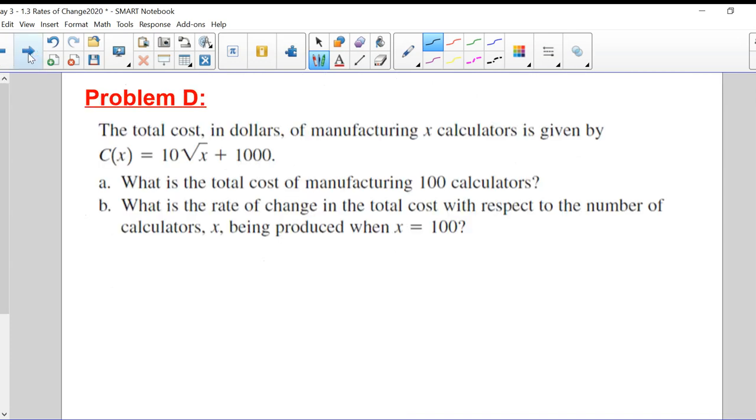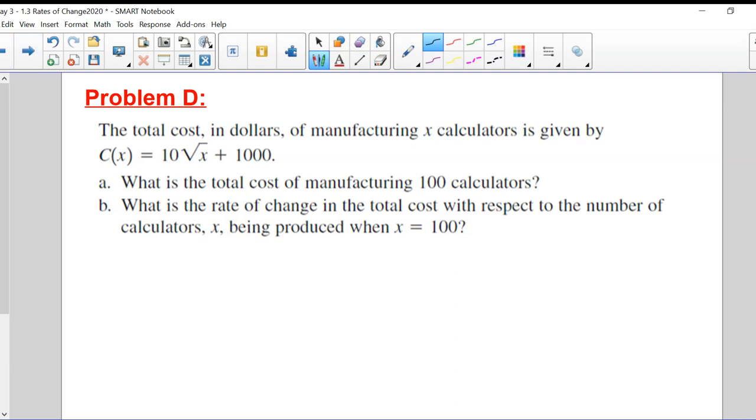Okay, this question actually comes from the textbook. Let's see how we do with this. And we're introducing square roots into this. The total cost in dollars of manufacturing x calculators is given by a square root function. What is the total cost of manufacturing 100 calculators? So this is not a velocity question, but it still belongs in this section, because we're taking the model of what's happening in the real world and applying a rate concept to it. So the first part of the question is what's the cost of manufacturing 100 calculators?